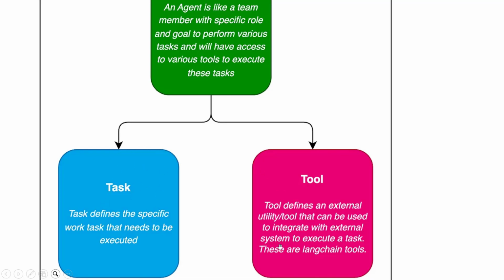We provide various tools that are required to execute a task. For example, Firecrawl, get the API key and crawl the web page, or go to Microsoft and download an email, etc. Right? So those are different tasks. And what is tool? Tool defines an external utility or tool that can be used to integrate with external systems to execute a task. These are LangChain tools. So a tool object is a utility or equipment that the agents use to perform a specific task efficiently. For example, searching the web or loading the documents and reading them, etc.